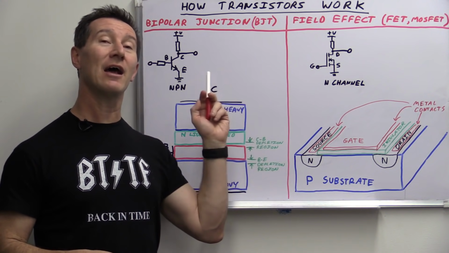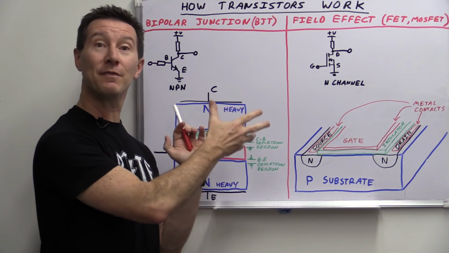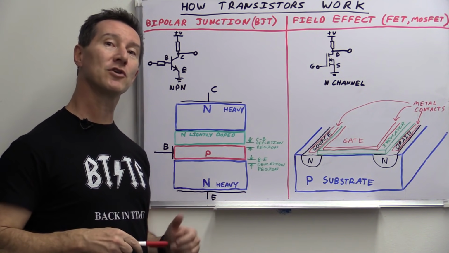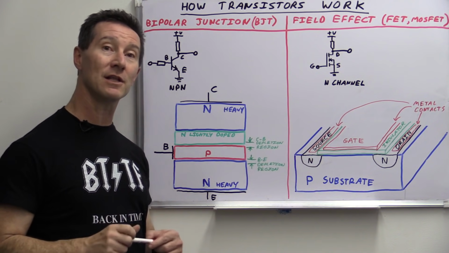Today we're going to take a look at how transistors work, not at the circuit design level, but more at the physics silicon level. Let's go. Now, we're going to take a look at two different types of transistors because they are physically different in how they operate at the silicon level.